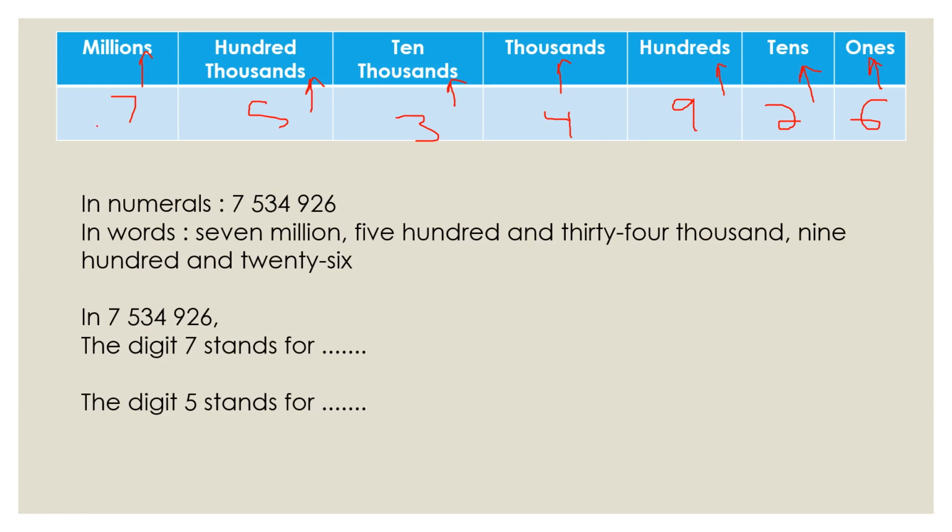So now how to read the number: 7 million, 534,926. So don't forget to place a comma after every third digit. Next here, the digit 7 stands for 7 million. The digit 5 stands for 500,000.